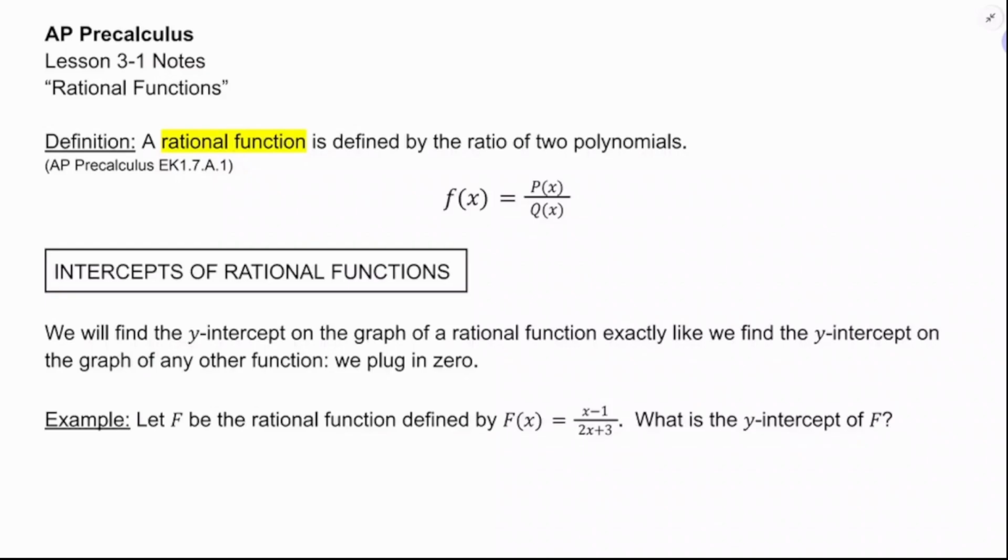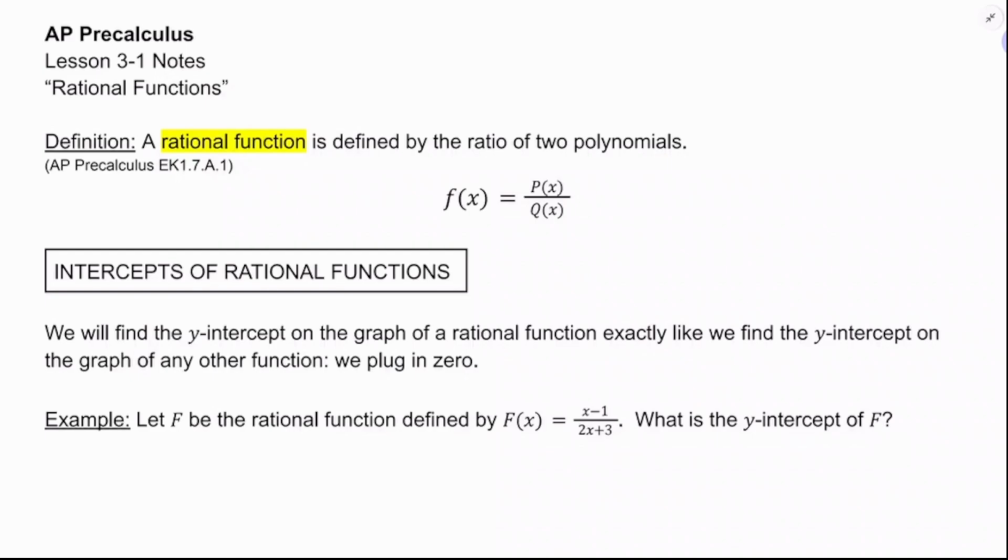Alright, welcome. In this video, we're going to start our unit on rational functions. And so I'm going to start off by telling you what a rational function is. A rational function is defined by the ratio of two polynomials. So we're going to be really interested in discussing the polynomial in the numerator and the polynomial in the denominator, how that affects the overall function, using a lot of the tools that we developed in the last chapter.